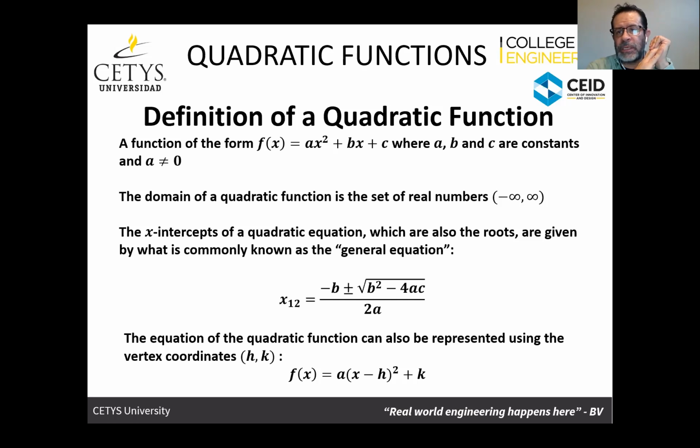As long as a is different than 0, then this is going to be a quadratic equation. The same as the linear function, the domain of a quadratic equation is going to be all of the real numbers from -infinite to infinite. Now, this is a very important concept in the case of a quadratic equation, but also with regards to polynomials. And it's the concept of a root.